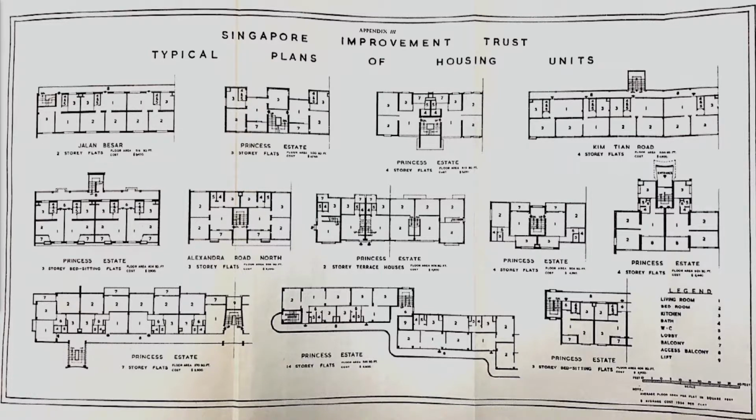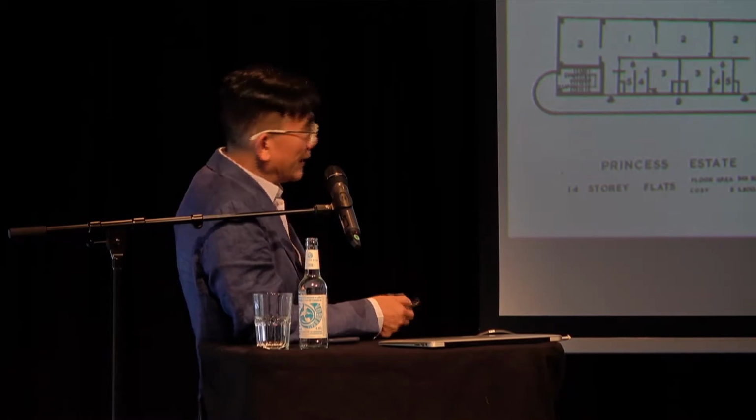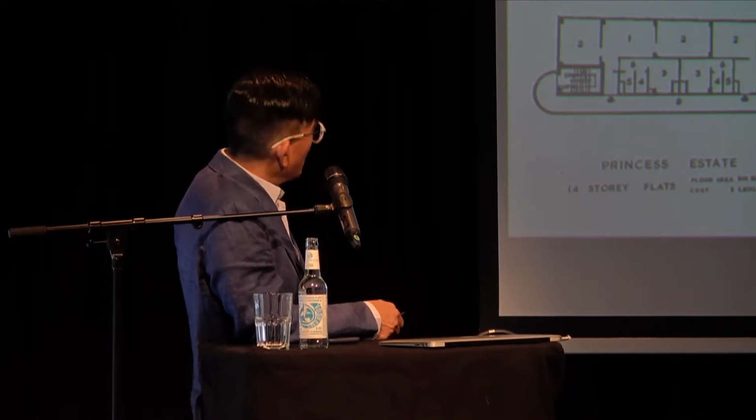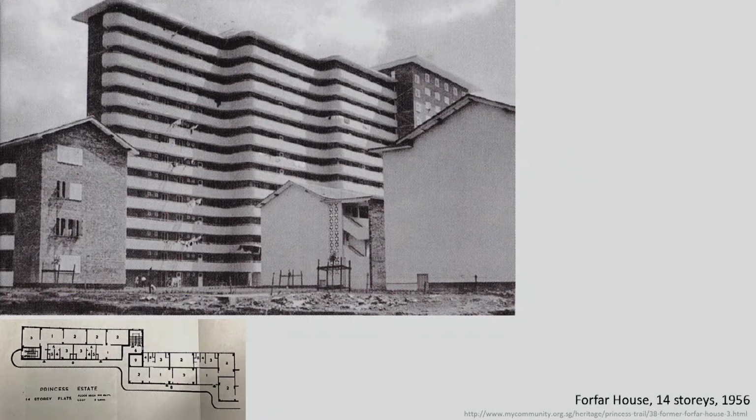And one of the more distinctive forms is this Princess Estate. At that time, when this was built in 1956, it was the highest building that they built, 14 stories high. And a very, very interesting form, right? Again, probably influenced by Bauhaus, but totally a new form, or a very, very interesting adaptation for this cross ventilation with a brick wall built at the back.